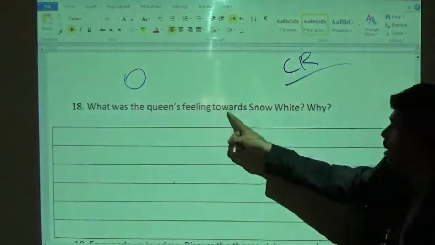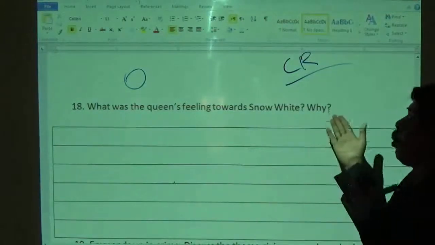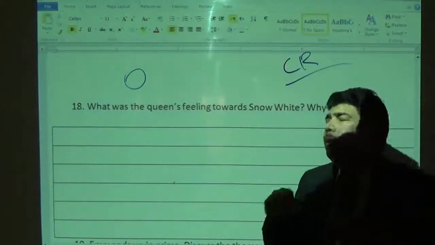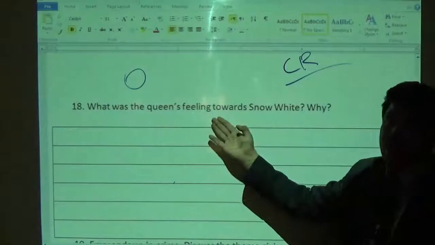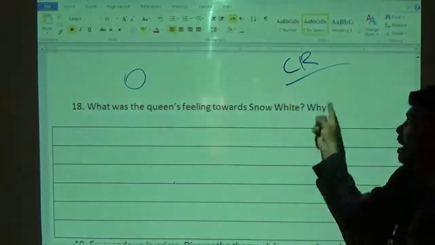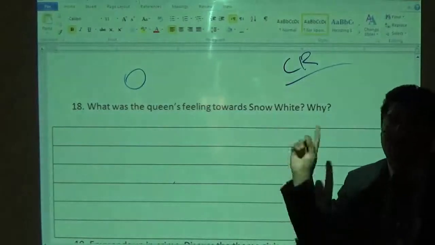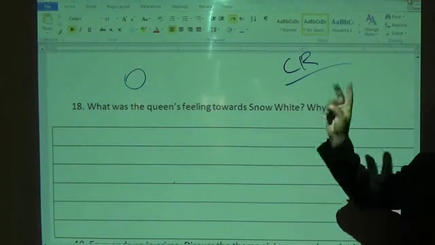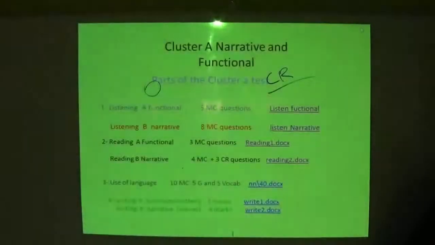What was the feeling toward Snow White? So she hates her. This is the feeling. And why? You must mention a reason. Why does she hate her? Because if you put just the feeling, she hates her, that's 1 mark, and the reason will be the 2nd mark. So this is about the reading passage. We have 3 CR questions, 2 marks each, that will be 6 marks.